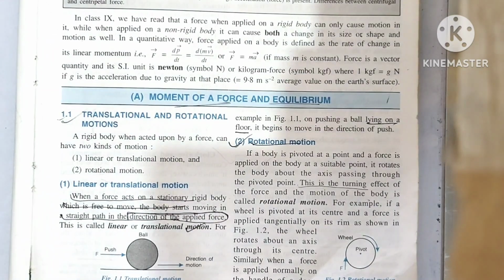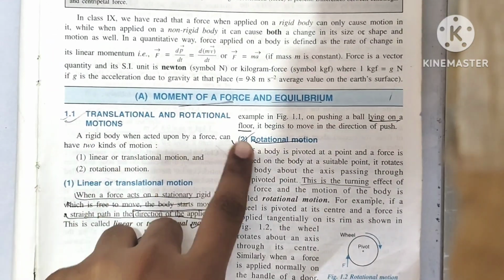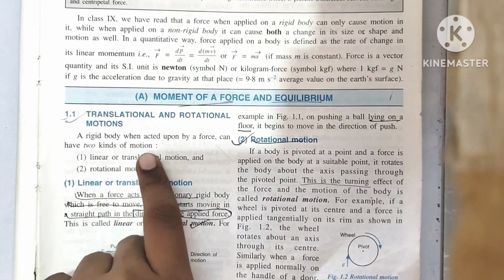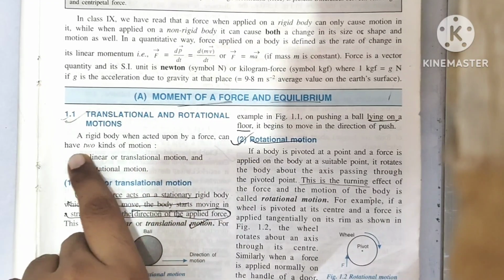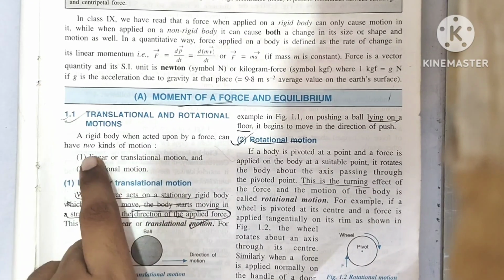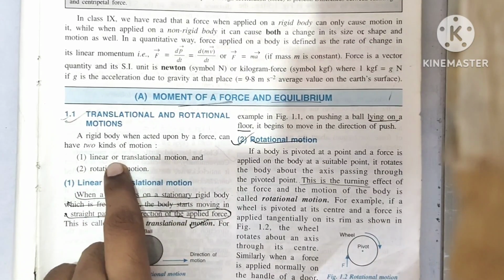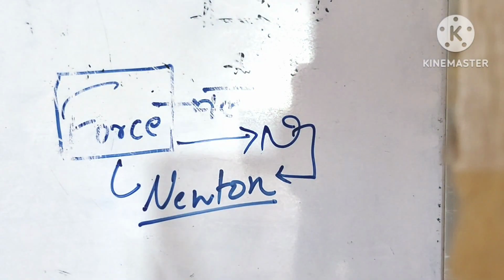So here we are going to read about translational and rotational motion. A body, when acted upon by a force, can have two kinds of motion, that is linear or rotational. So in basic language, how can we define linear and rotational motion?